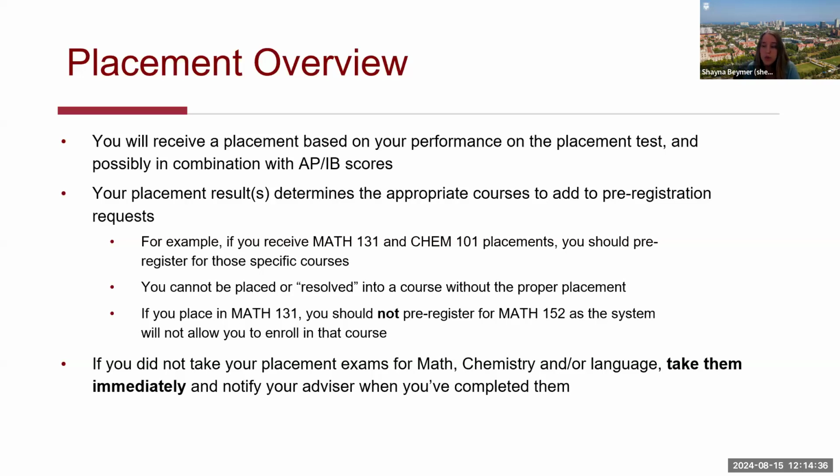If you did not take your placement exams, or if there were any issues, or maybe you only did half of it, you should take them immediately or complete them. And then you should notify your advisor once you have completed them, so that they can be aware that you took them a little bit late. And your scores will need to be manually added to your account. So just let your advisor know, and we'll get it all figured out.